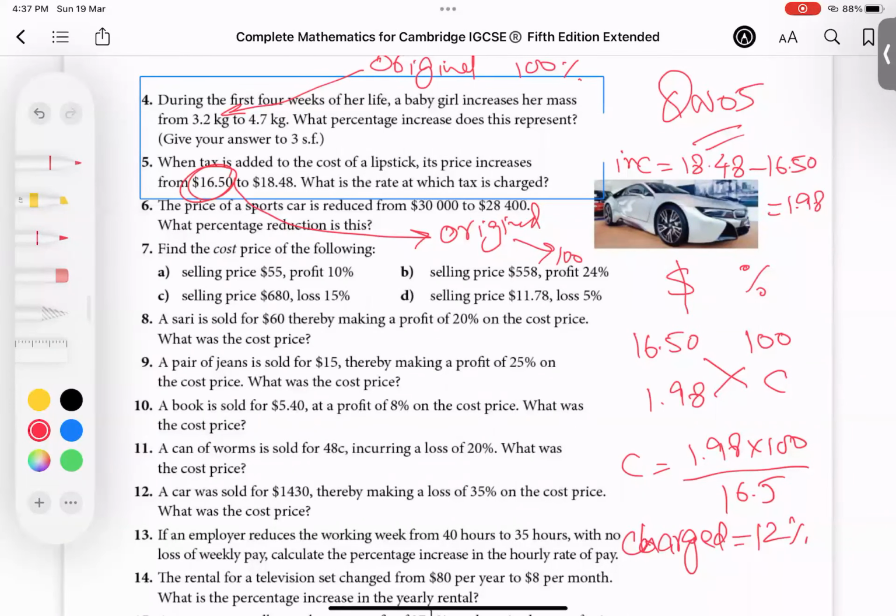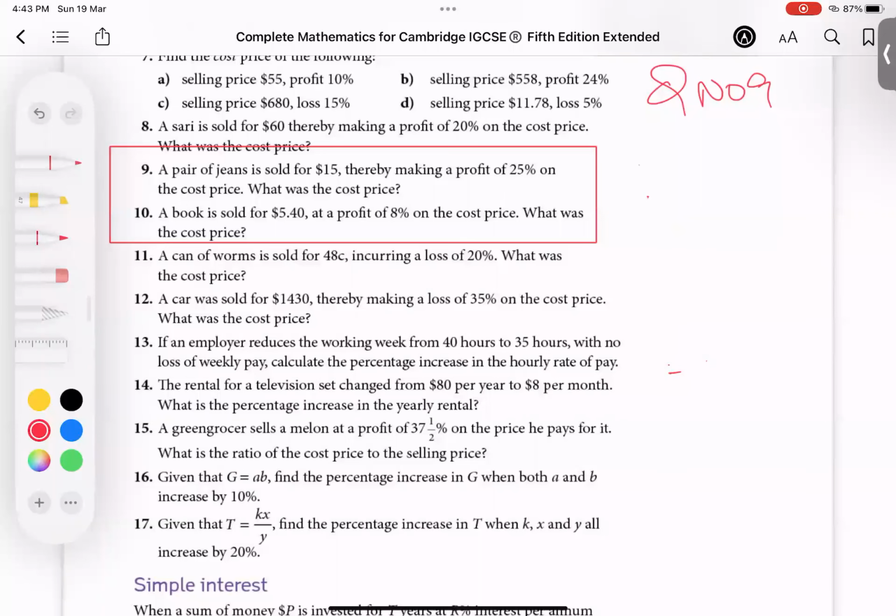Now, I think we have to try one. Make sure of one thing: whenever he asks for cost price, I will write 100 in front of it, because I said before, cost price or original price is always equal to 100%. So I'll give you one to help me, please: question number 9 and number 10. You have to try after this. So take your time, then I will do mine. Have a look here. I hope you're done, and now I'm doing this question.